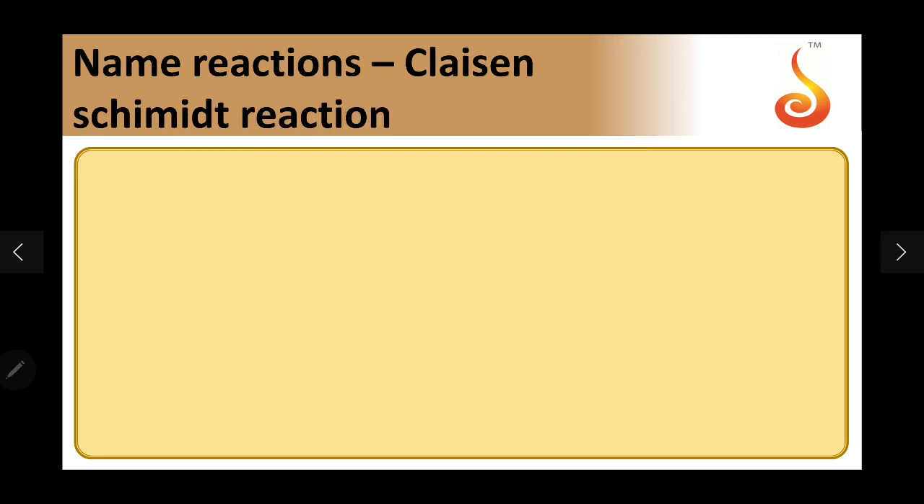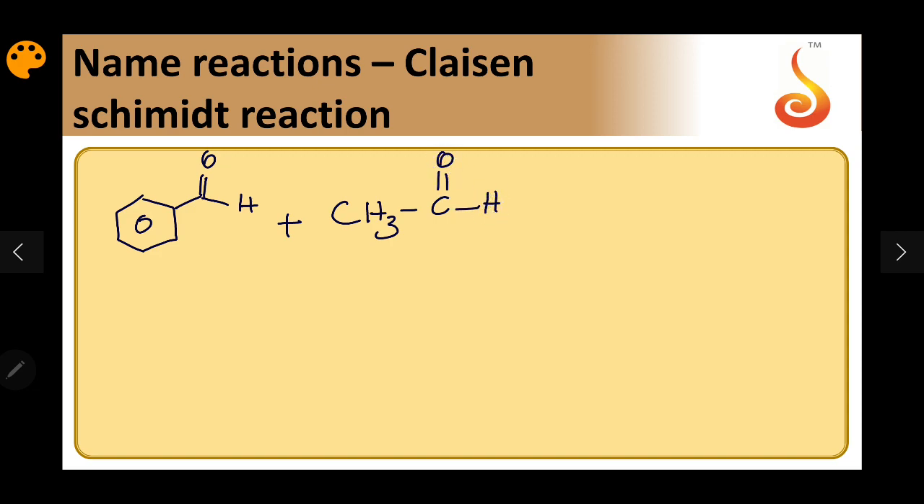In aldehydes and ketones, we have several name reactions. The first one is the Claisen-Schmidt reaction. It is just an aldol condensation reaction between an aromatic aldehyde, that is benzaldehyde, plus an aliphatic compound containing alpha hydrogen. So, reacting this with NaOH. Benzaldehyde does not have any alpha hydrogen, so the only possibility is a cross product from acetaldehyde with benzaldehyde. This will lose a proton, form a carbanion, and finally form the product like this.